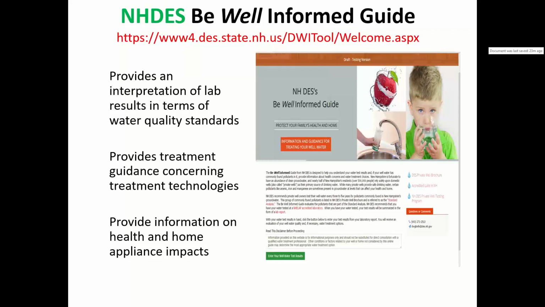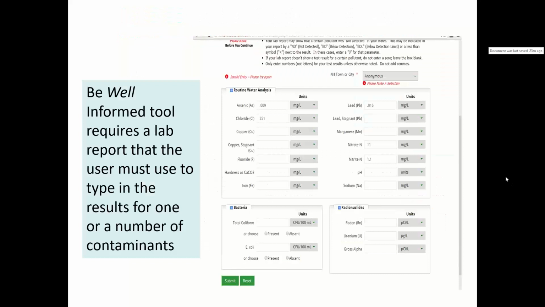To use this online tool, it's very easy. This is a screenshot of their webpage. You click on that green button at the bottom of the page, which is labeled Enter Your Well Water Test Results. And when you do that, it brings you to this page. So after you've sampled your water and you get your test results back from the lab, you simply enter your lab data for each test result on this page and then just hit the Submit button at the bottom of the page.